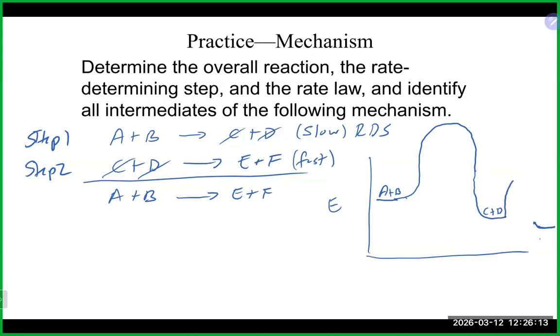So this guy's going to come back up and come over to our products of E plus F, right? So a couple of things, if we look at this energy diagram, we actually have 2 activation energies, right? We got this activation energy, and we have this activation energy. Hope I drew it somewhat better. And this would be for step 1, right? And this would be for step 2.